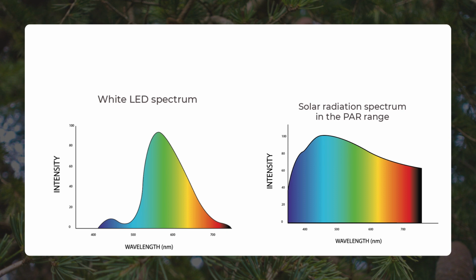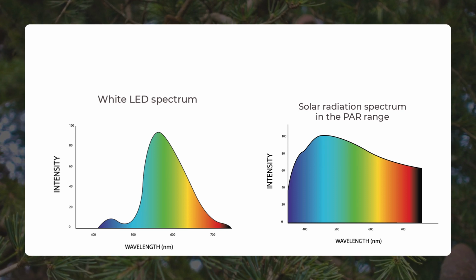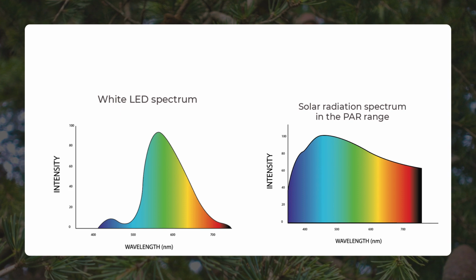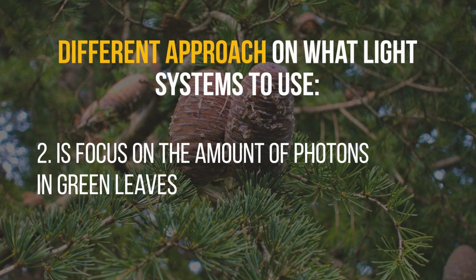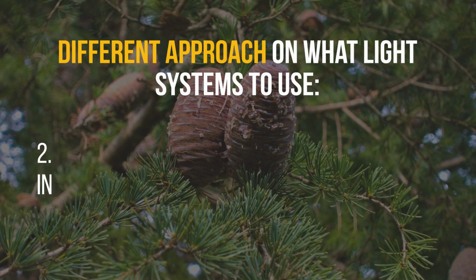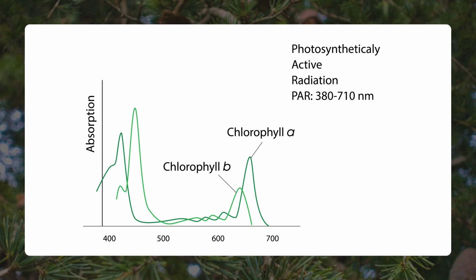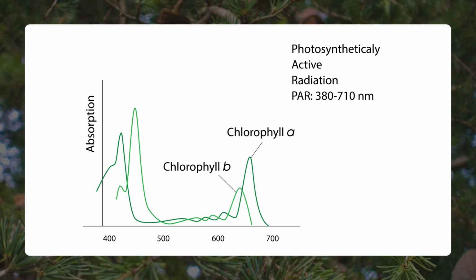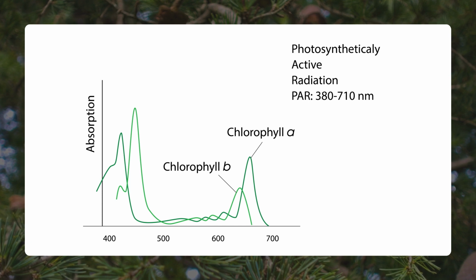Basically, white light imitates the spectrum of solar radiation in the power range. This concept has become very popular lately. The second one is focused on the amount of photons in green leaves. Green leaves consist of chlorophylls which absorb in blue and red regions of the spectrum. The rest of the radiation is reflected by the leaf, which is why it looks green.